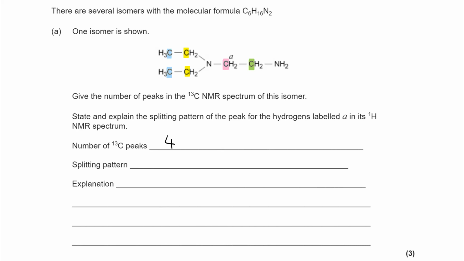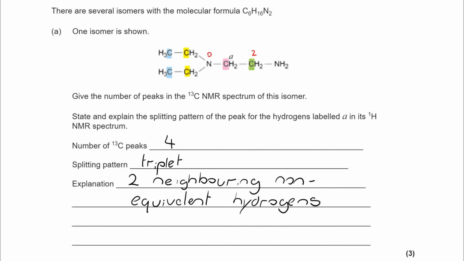The next question is about the splitting pattern of the hydrogen or the hydrogens labelled A. So to work out the splitting pattern, you've got to look for the number of neighbouring non-equivalent hydrogens. So it's a triplet, because if I look to the left, I have an N that has no hydrogens, and then on the right, I've got 2 hydrogens, and they are non-equivalent because they're in a different environment. Now the splitting pattern follows the N+1 rule. 2 neighbouring non-equivalents plus 1 takes us to the answer 3.